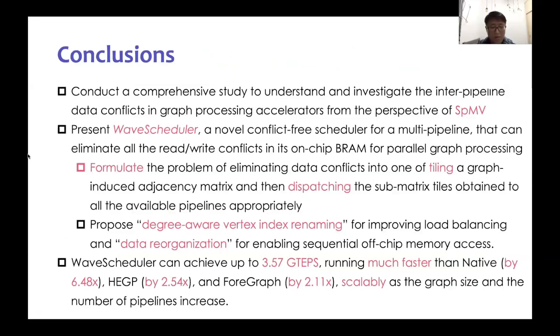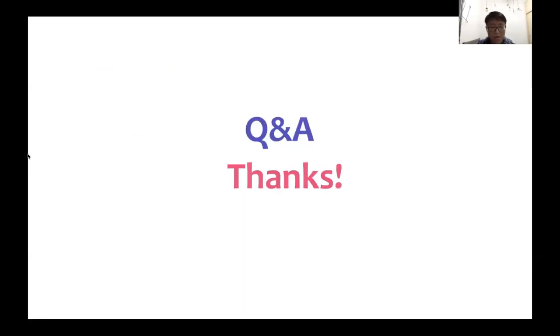In summary, we conduct a pioneering study to understand and investigate the inter-pipeline data confluence in graph processing accelerators from the perspective of SPM. We present Weave Scheduler, a conflict-free scheduler for multi-pipelines that can eliminate all the read-write conflicts in its on-chip VRAM for parallel graph processing. Our evaluations show that Weave Scheduler can run much faster than native HEGP and foreGraph, and shows good scalability as the graph size and the number of pipelines increase.